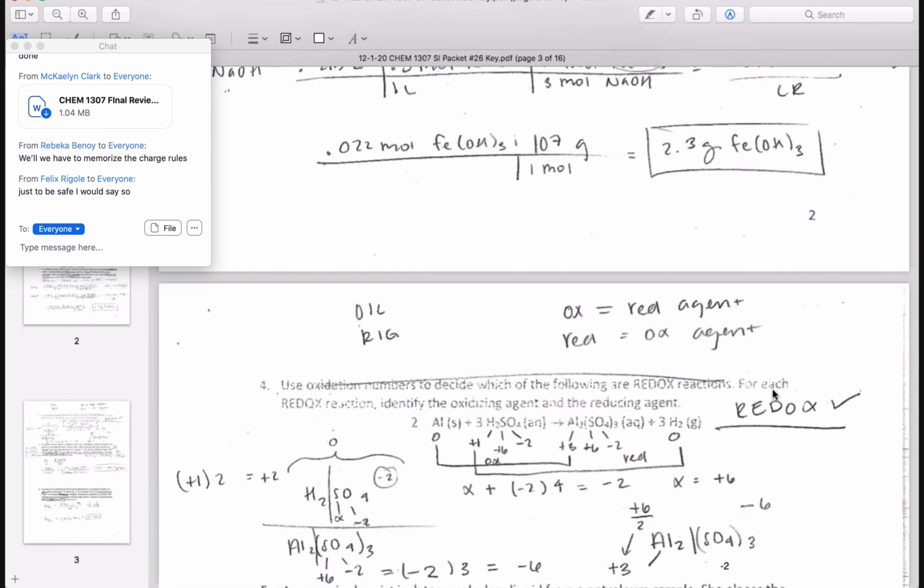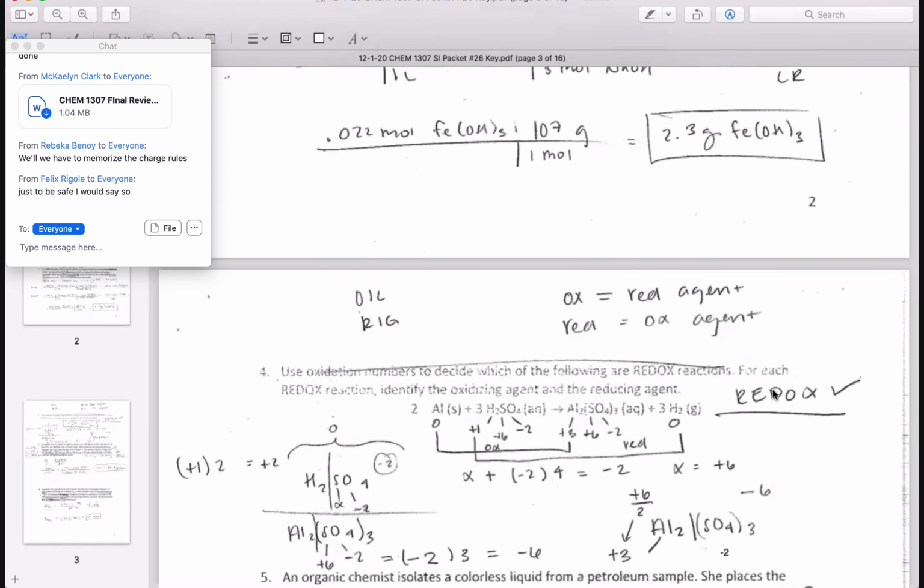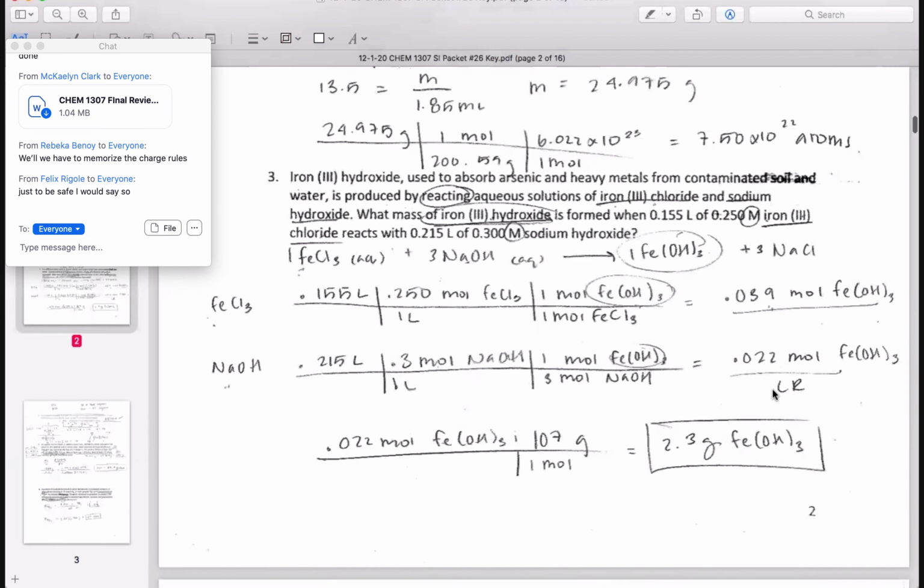So do I have any other questions on number 4? Could you scroll down just a little bit? Yeah, like scroll back this way.